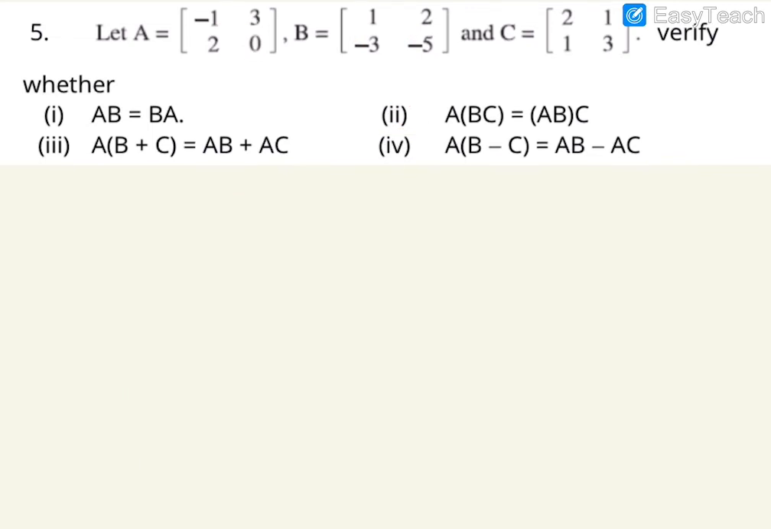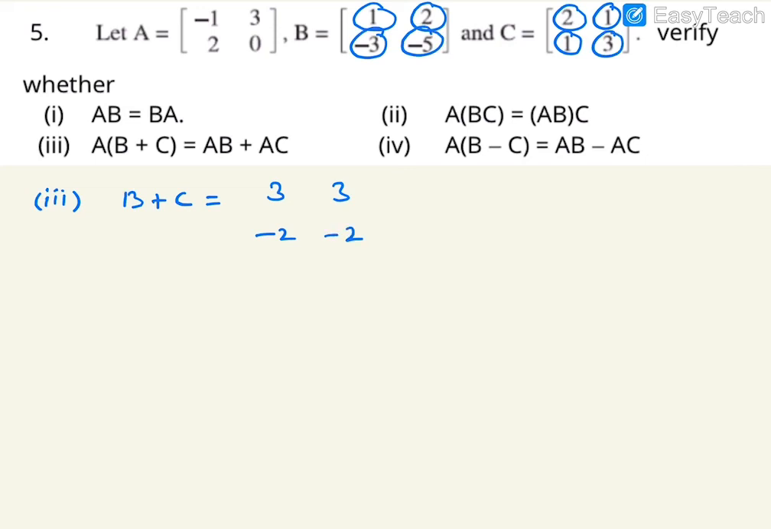Next is part 3. First we need to find B plus C and then we need to multiply with A. So what will be B plus C? B plus C will be 1 plus 2. Corresponding elements you need to add. 2 plus 1 will be 3. Minus 3 plus 1 will be minus 2. Minus 5 plus 3 will be minus 2. Now we need to multiply A with B plus C. So A times B plus C is equal to, what is A?